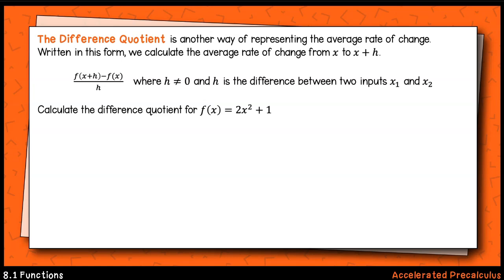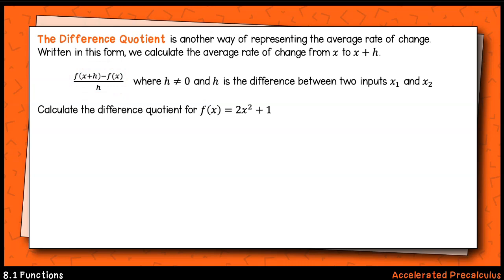Written in this form, we calculate the average rate of change from the point x to the point x plus h. We assume that x and x plus h are not equal to one another, so h is not equal to 0. And in general, h is the difference between the 2 inputs or the points x1 and x2. Again, the difference quotient is how we calculate the average rate of change if we know how far apart the 2 points are, but not necessarily the precise starting or ending point.